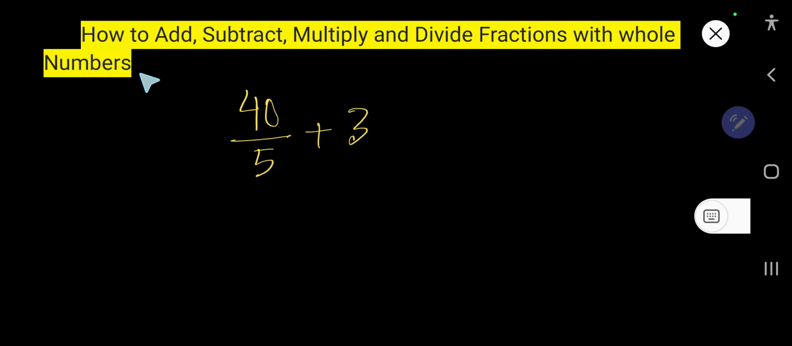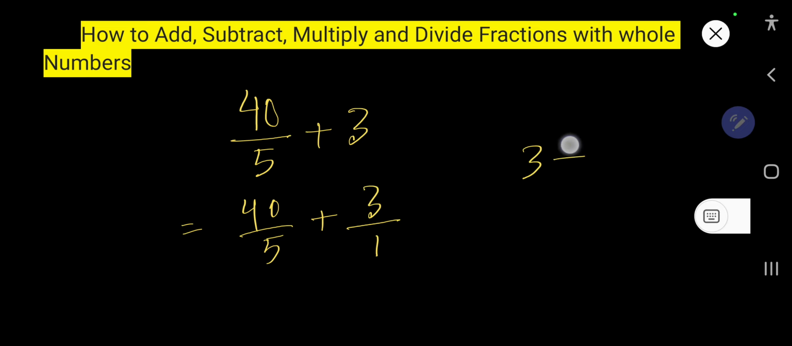From this video, you will learn how to add, subtract, multiply, and divide fractions with whole numbers. So, look, this is a fraction, and we need to add a whole number, these three. At first, you need to rewrite the whole number as a fraction. You can express a whole number as a fraction taking 1 as a denominator. 3 means 3 over 1. The value of 3 over 1 and 3 is the same thing.